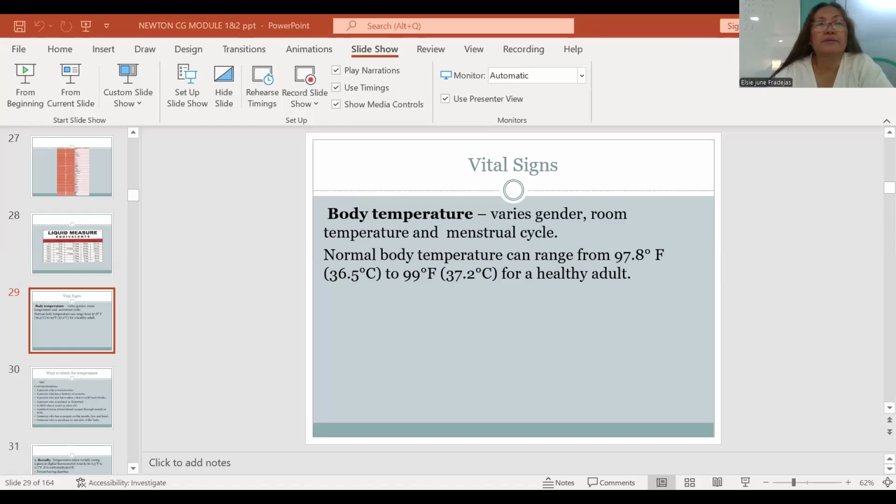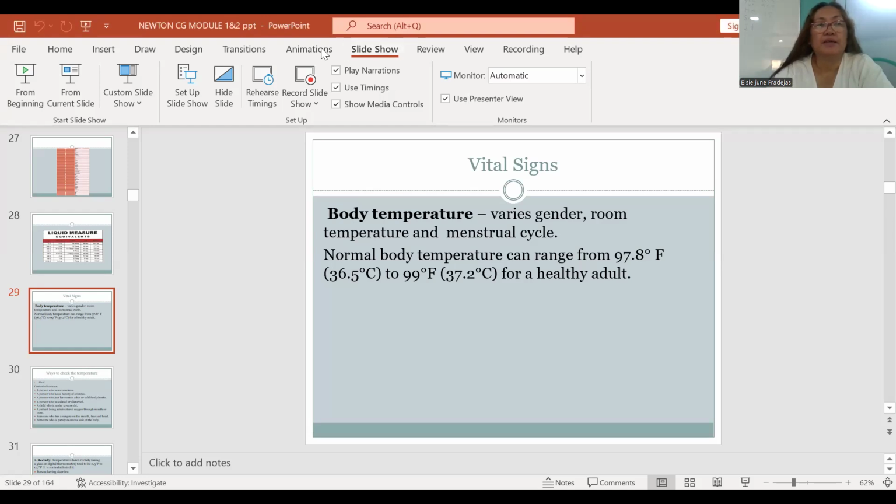Now, let us go to the vital signs. And first, we have to discuss body temperature. Okay, let me share with you the slide. Okay, so first is body temperature. So body temperature varies.